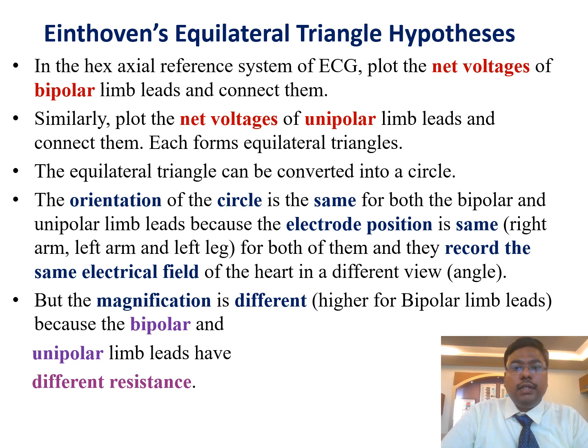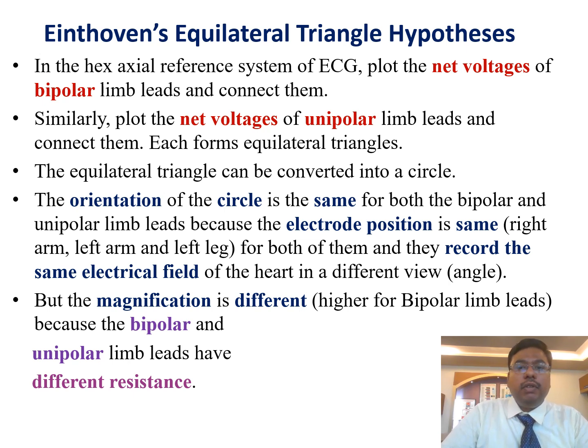In the x-axis reference system of ECG, plot the net voltages of bipolar limb leads and connect them. Similarly, plot the net voltages of unipolar limb leads and connect them, which form equilateral triangles. So these equilateral triangles can be converted into a circle. The orientation of the circle is the same for both the bipolar and unipolar limb leads because the electrode position is the same for both of them and they record the same electrical field of the heart but in a different view. But the magnification is different, higher for bipolar limb leads because they have higher resistance.